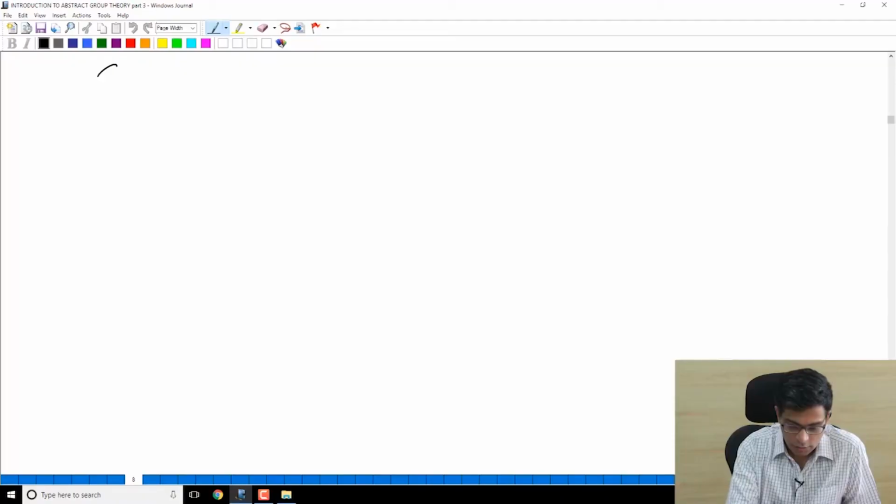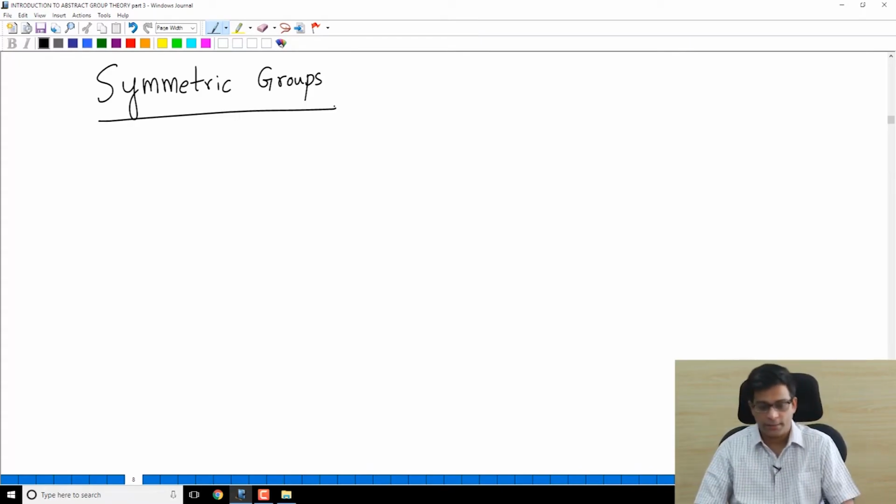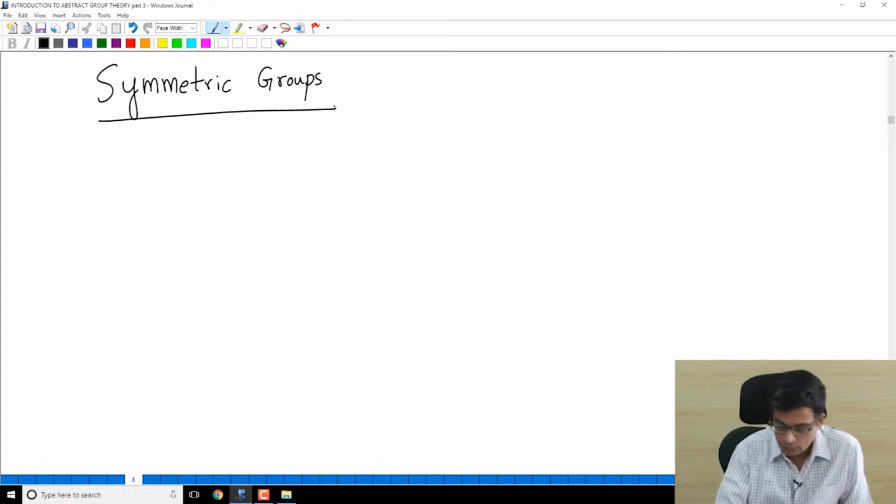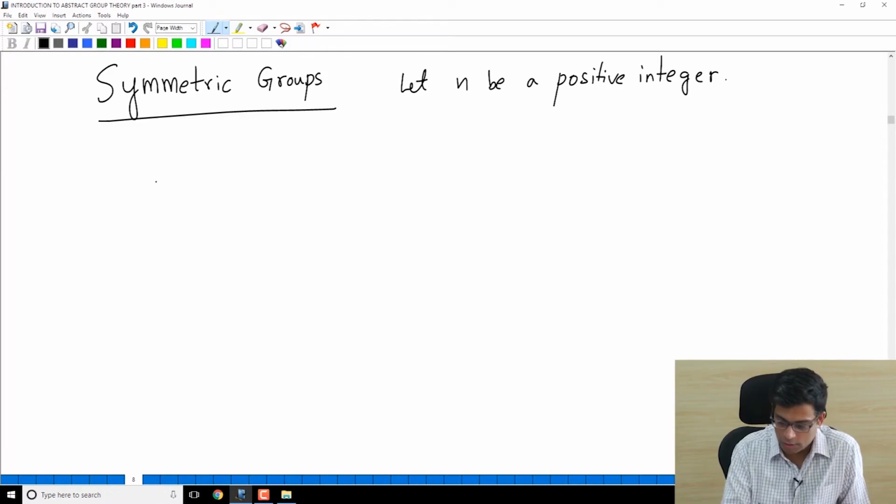Okay, the next important topic in the course is symmetric groups. I'm going to spend this and probably the next video studying symmetric groups. We have already looked at symmetric groups as an example, and we looked at one of these groups in detail. So what are symmetric groups? Let's recall. Let n be a positive integer, and we denote the symmetric group on n letters by Sn.